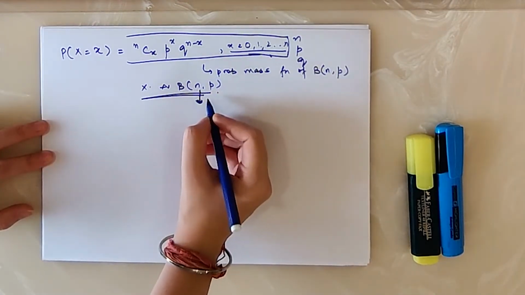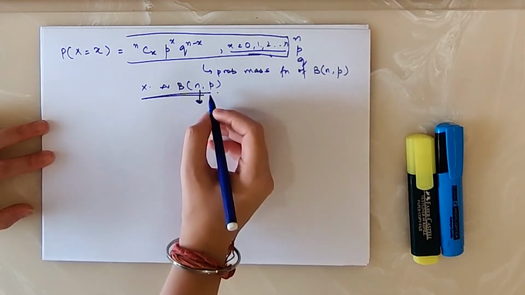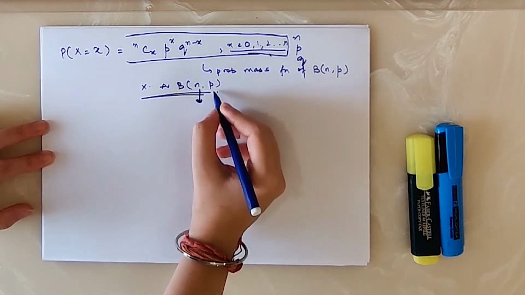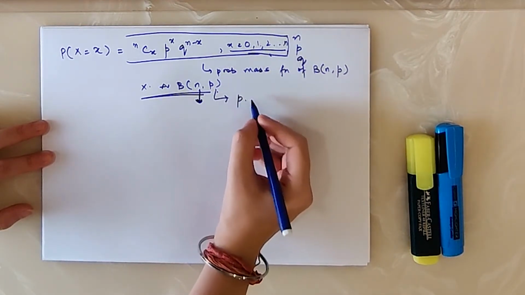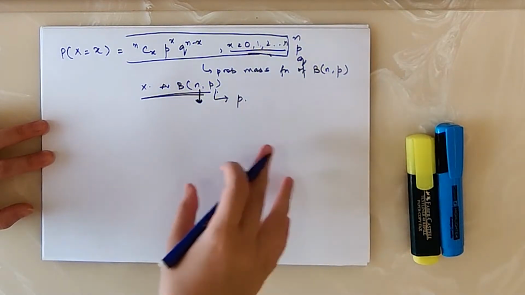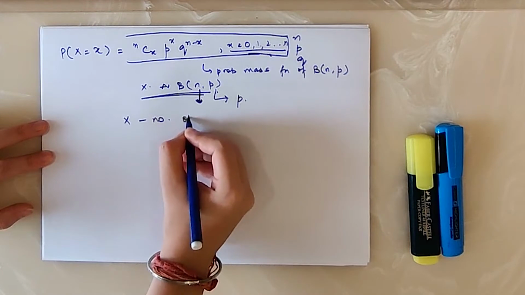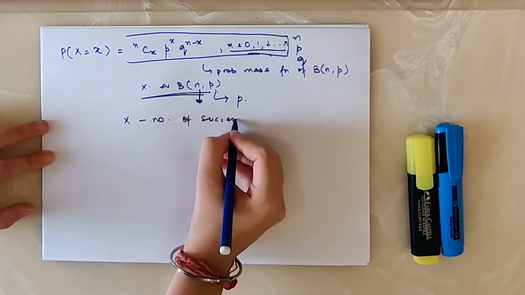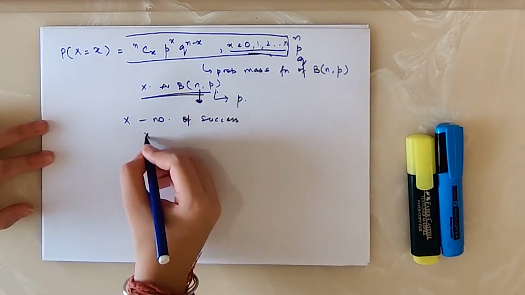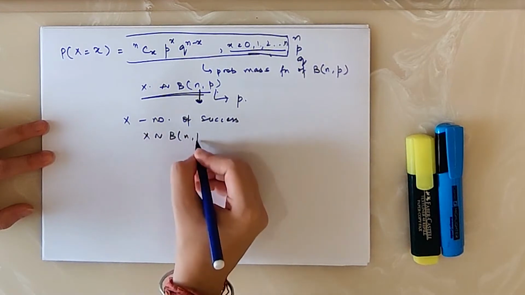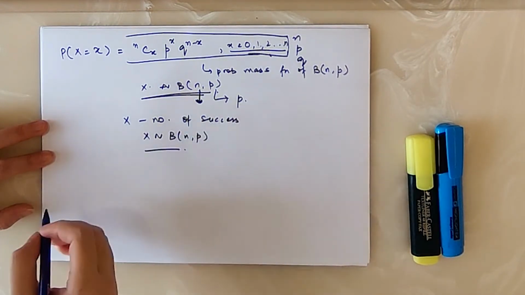So to summarize, if we have a set of n Bernoulli trials with finite n and with the probability of success as p and the probability of failure as q, then let X be the number of successes, then our X follows binomial n comma p.